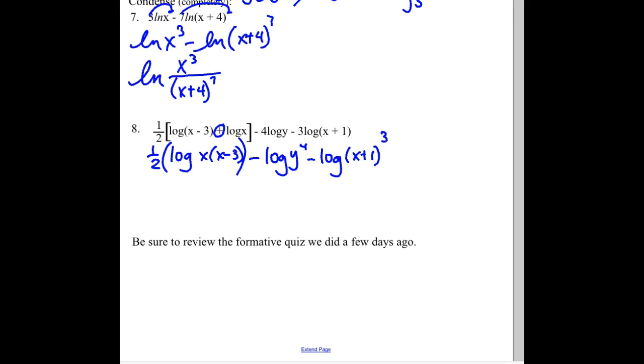All right, now the 1/2 in the very front is really a power that's going to go back, but it's going to go back over both that x and that x minus 3. It's going to go back as a square root. So we have log of the square root of x times x minus 3. Log of y to the 4th minus log of x plus 1 cubed. And now I can condense all of those logs back into 1.